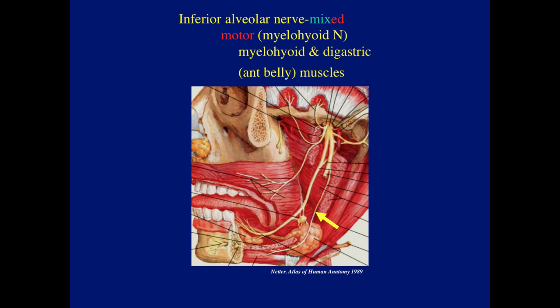Okay, now we have to finish with the inferior alveolar nerve, which is a mixed nerve. It has the motor division for the mylohyoid. So again, this was the lingual nerve, and this is the inferior alveolar nerve, which has been cut off here. But before it gets cut off here, it gives off the motor branch. That's called the mylohyoid nerve that supplies the mylohyoid muscle and also the anterior belly of the digastric.